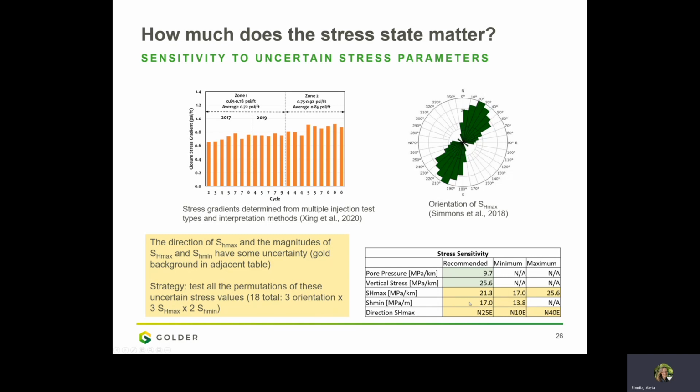For SH min, we've got a recommended value and we've got a minimum. We're pretty sure we don't need to go higher than our recommended, so we're only looking at two cases there. And for the direction of SH max, we have our most likely orientation, and then we do plus and minus 15 degrees, corresponding to 10 degrees and 40 degrees on this chart as well. So with these different parameters, we're testing all the permutations of those possibilities. We have 3 for orientation, 3 for SH max, and 2 for SH min. So there's 18 permutations of that.